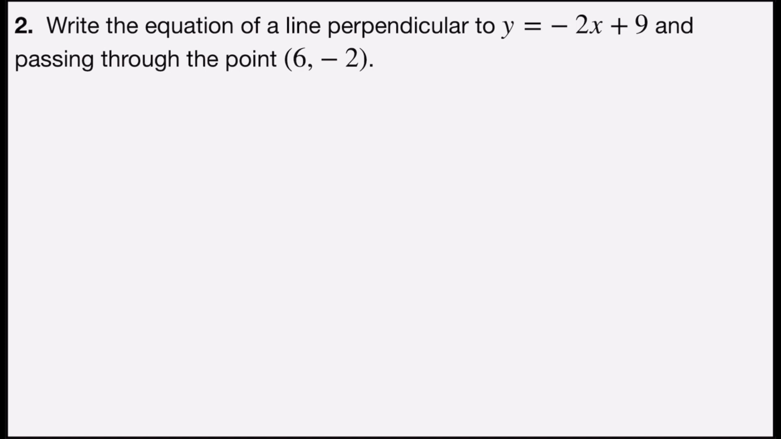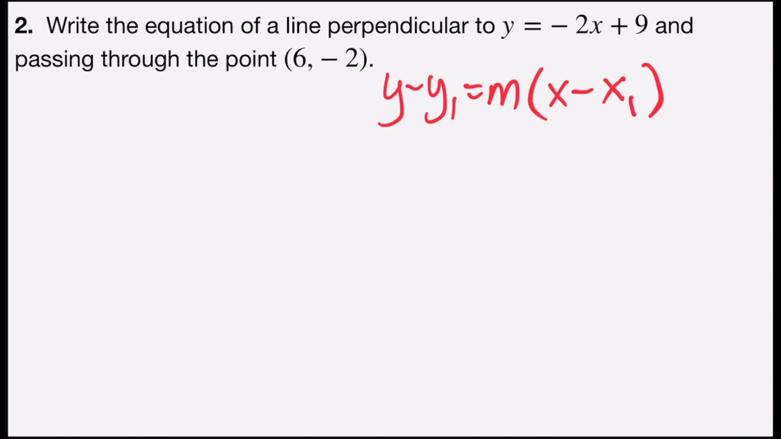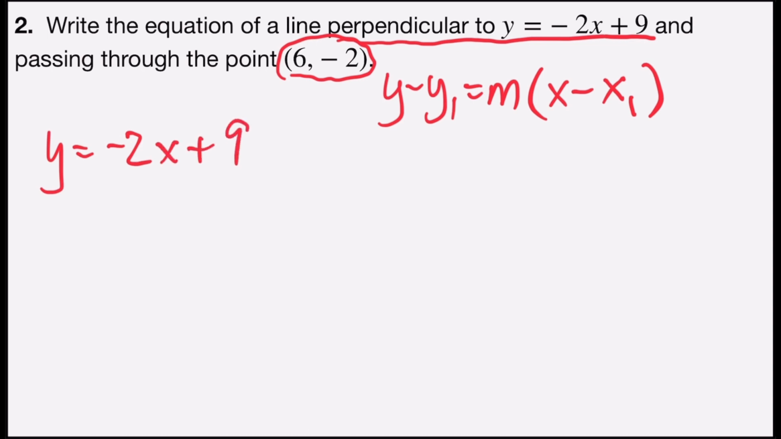Problem number 2 says, write the equation of a line perpendicular to y equals -2x plus 9 and passing through the point 6, -2. So I'm going to use the point-slope form, y minus y sub 1 equals slope times x minus x sub 1, in order to write the equation of the line. And to do that, I need a point, which is given in the problem as 6, -2, and also a slope. We want the slope of the line that's perpendicular to y equals -2x plus 9.